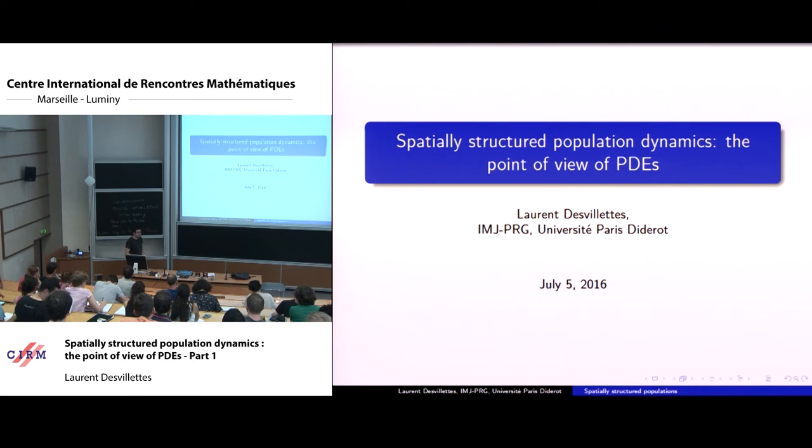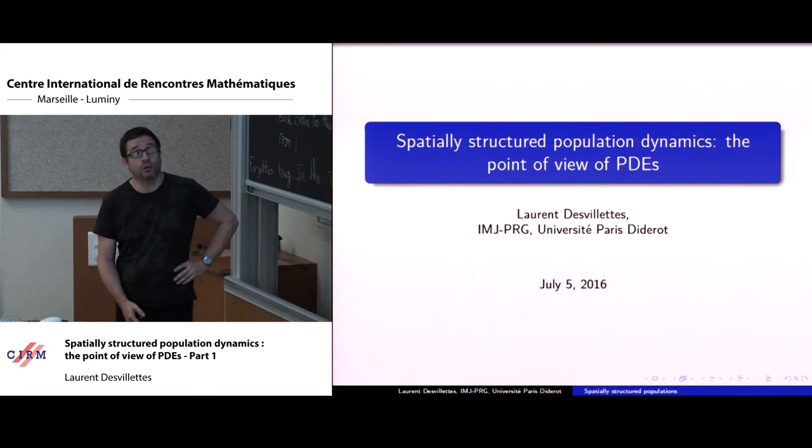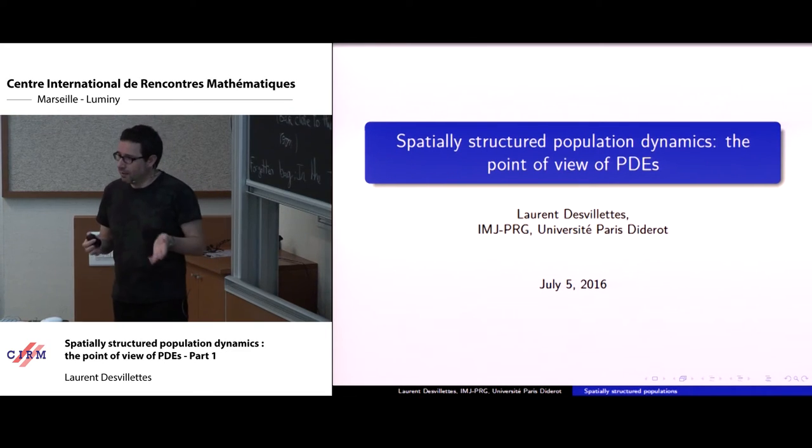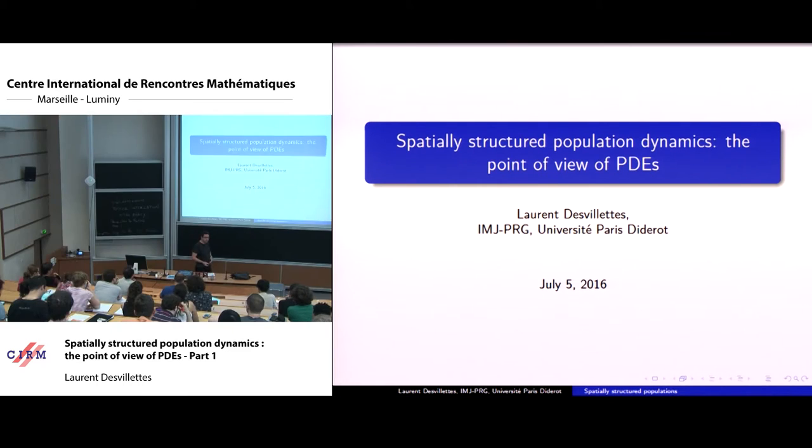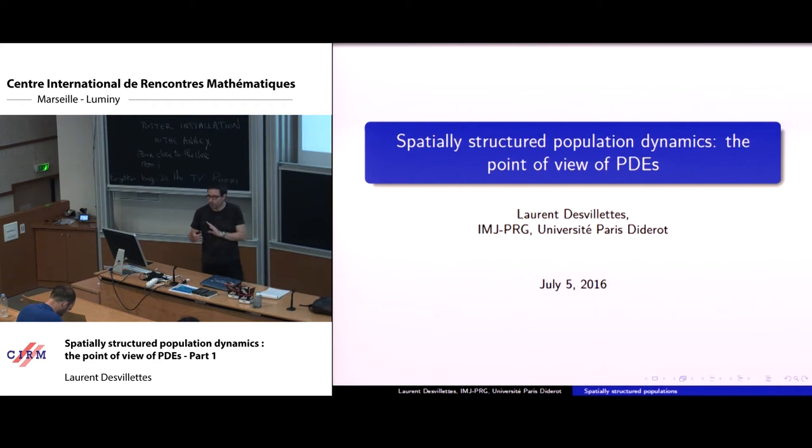What I will present today is a PDE point of view for a specific problem arising in the theory of spatially structured populations. And the main PDE model that I will use is a so-called cross-diffusion model, which consists of a set of PDEs in which there is diffusion, but let's say a rather complicated kind of diffusion, plus reaction.